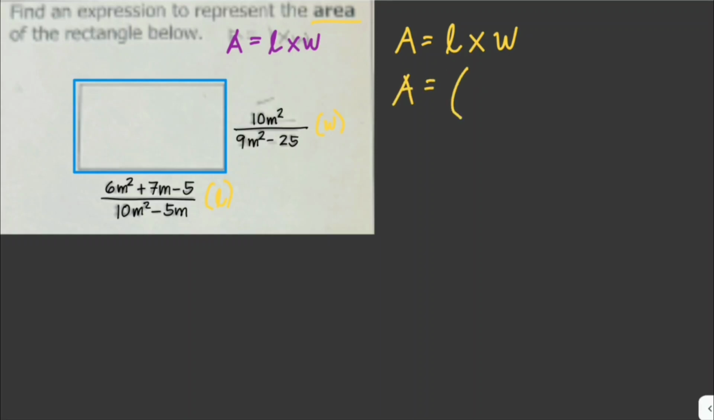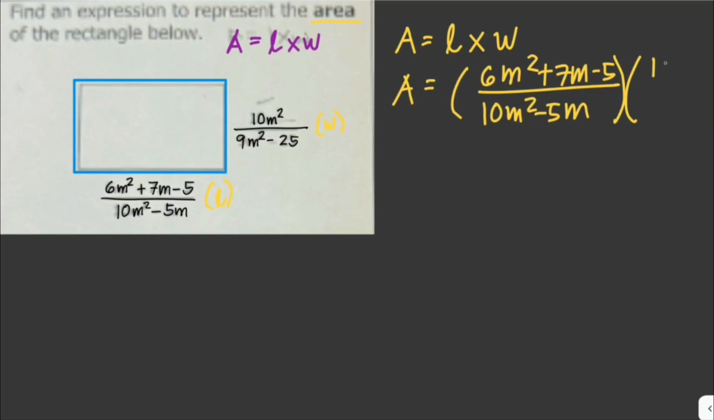So there will be area equals length times width, and then we plug in the length. The length is 6m squared plus 7m minus 5 over 10m squared minus 5m, times the width, which is 10m squared over 9m squared minus 25. Let's simplify everything first.